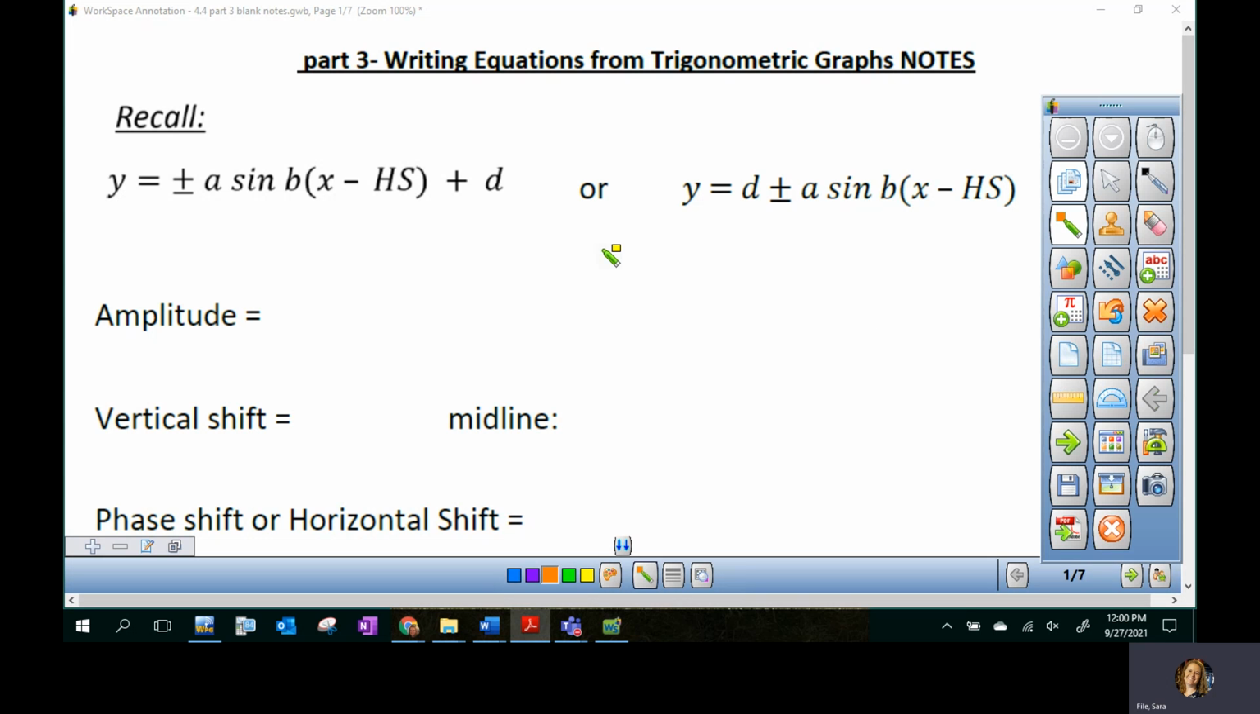Okay, so we're doing part 3 today, and then we'll only have part 4 left, and we'll be done with Unit 4. Your test is going to be Tuesday, which is October 5th.